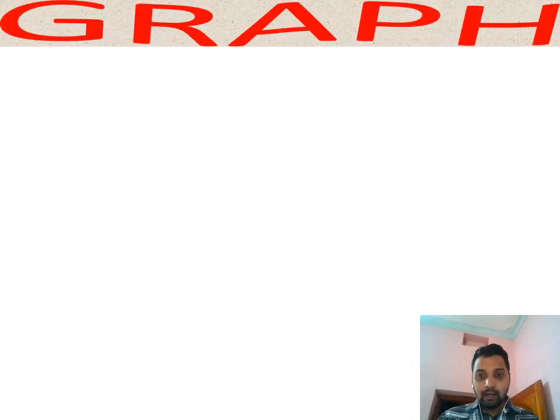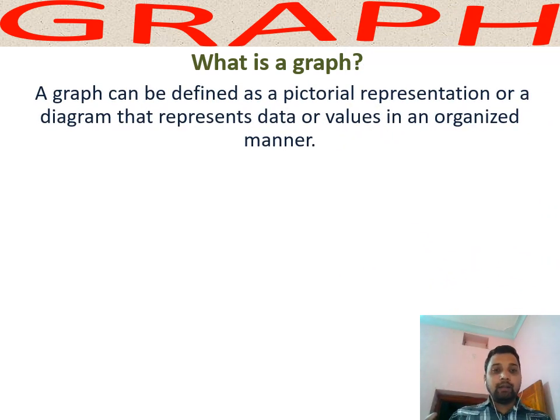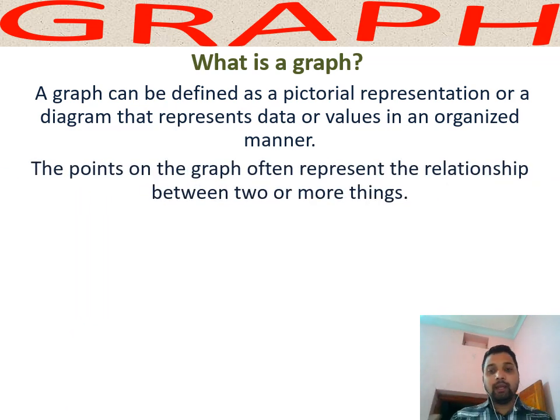First thing to know about the graph: what is a graph? Whenever we get raw data, we can show it in tabular form, in a table, or in graphical form. A graph is a pictorial representation of the given data. A graph shows the variation between any two or three quantities. It is a pictorial representation or diagram that represents the data values in an organized manner. Here we are able to know about the variation of two different quantities with respect to one another.